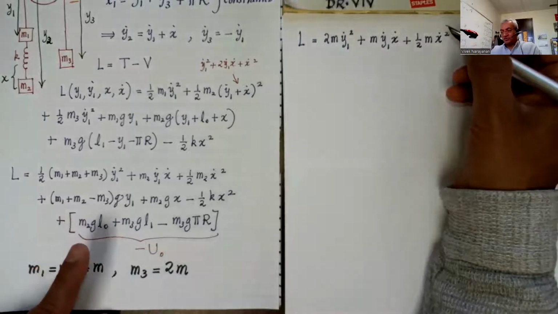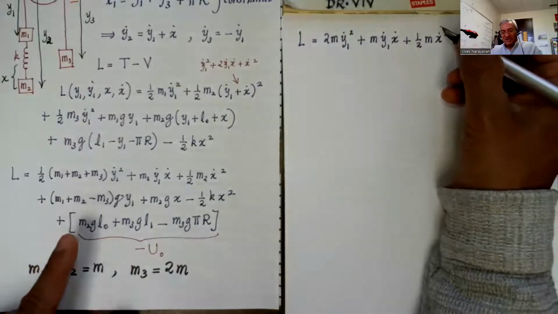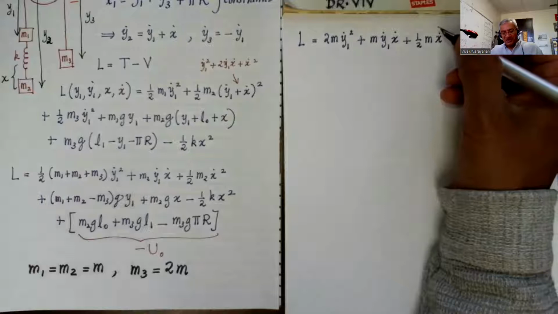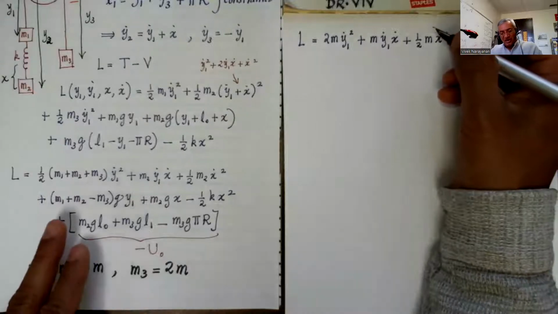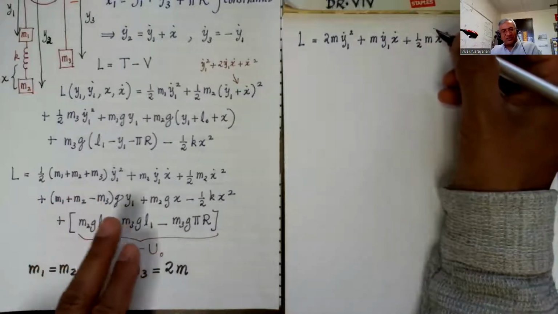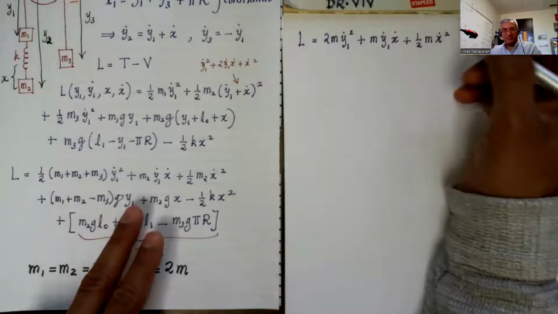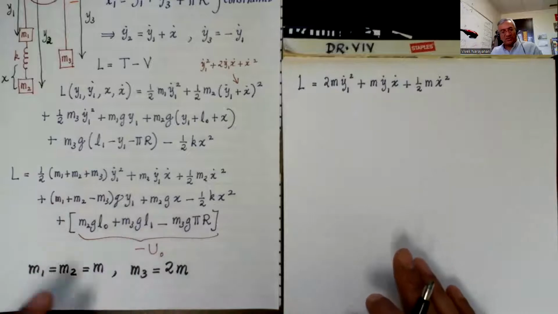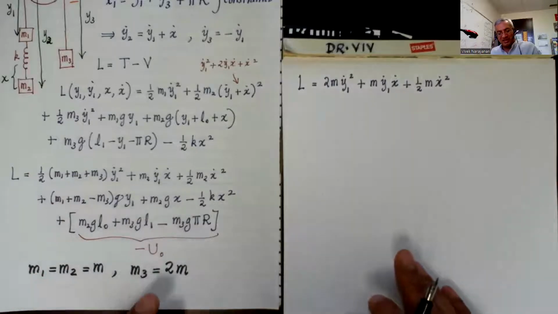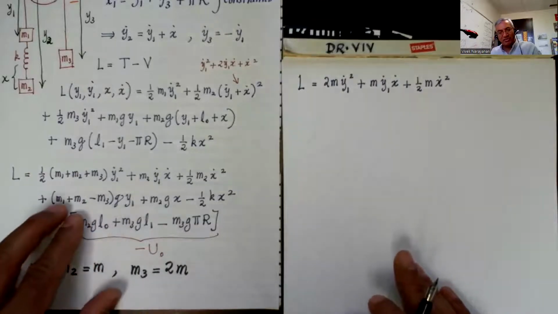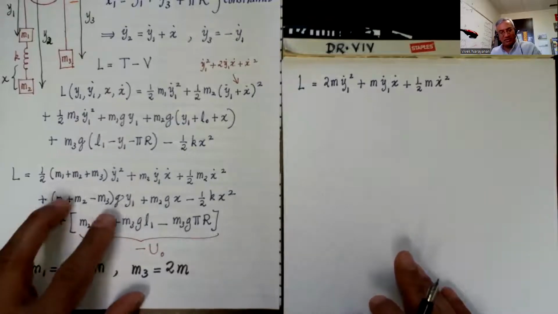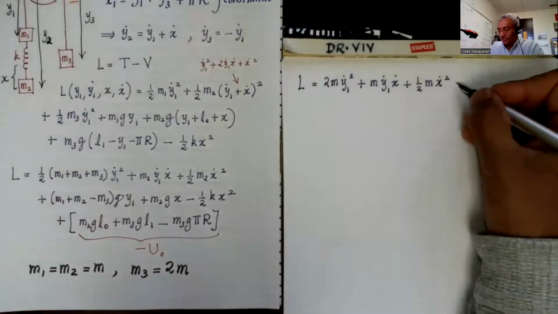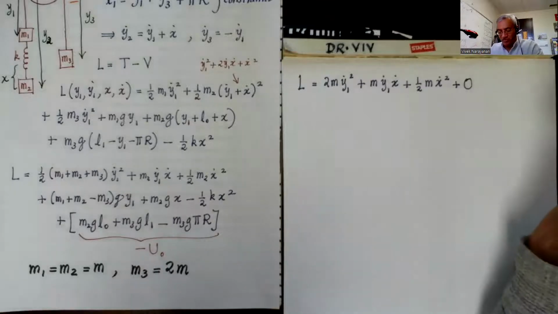Okay, so this is interesting. They're kind to us. Why is the book kind to us? Because they have arranged for this y1 term to disappear. That's very specific to these choices. If you did not choose things like this, that would not happen. M1 plus M2 is 2m, and M3 is also 2m, so this term disappears. So I'll just indicate that by writing plus 0.